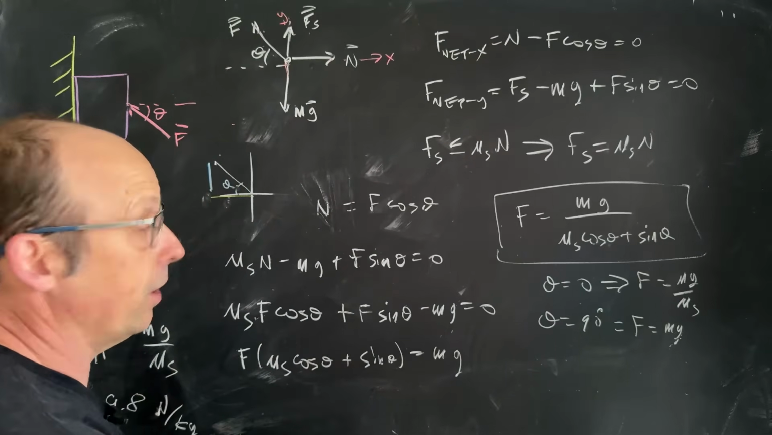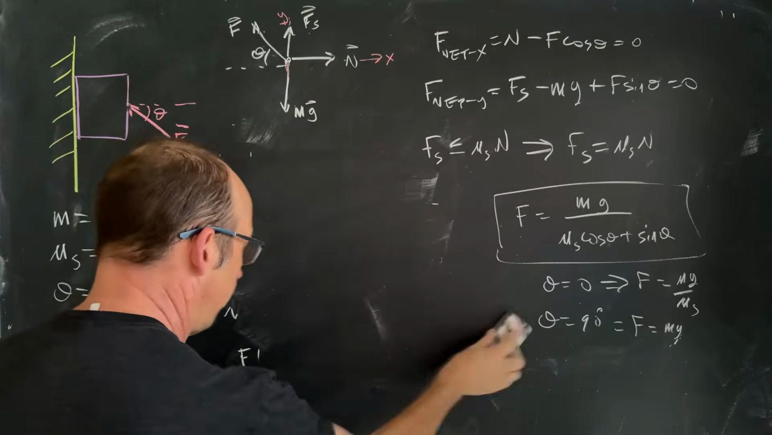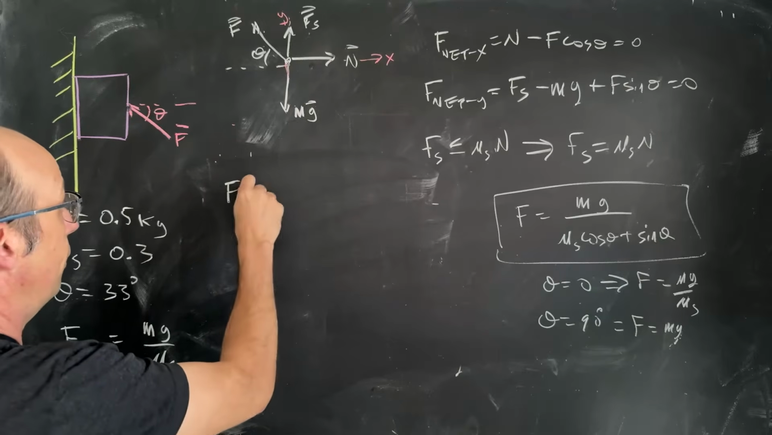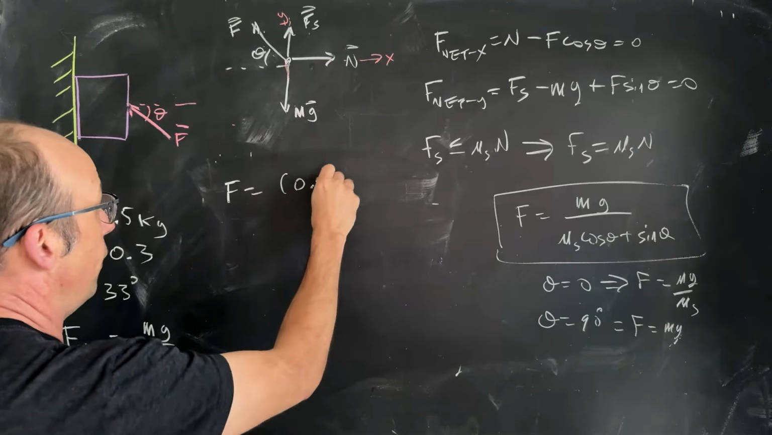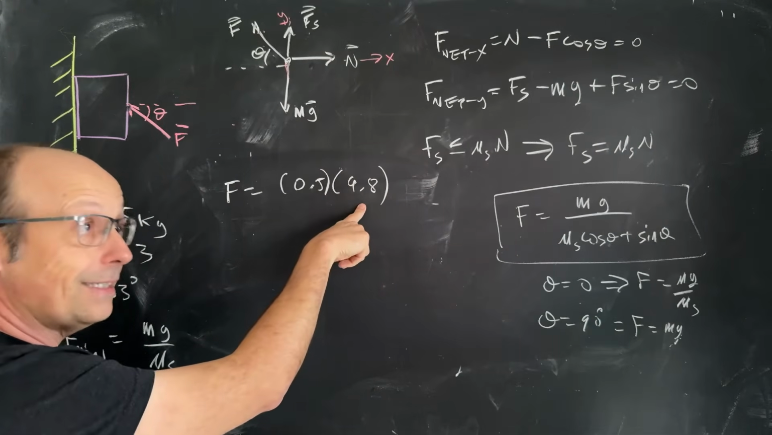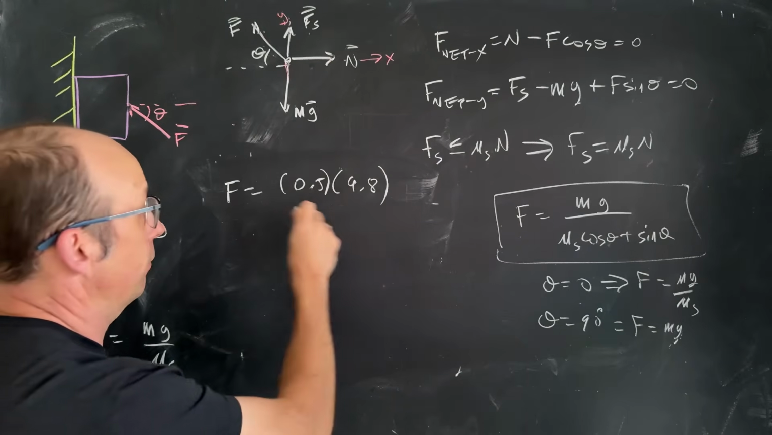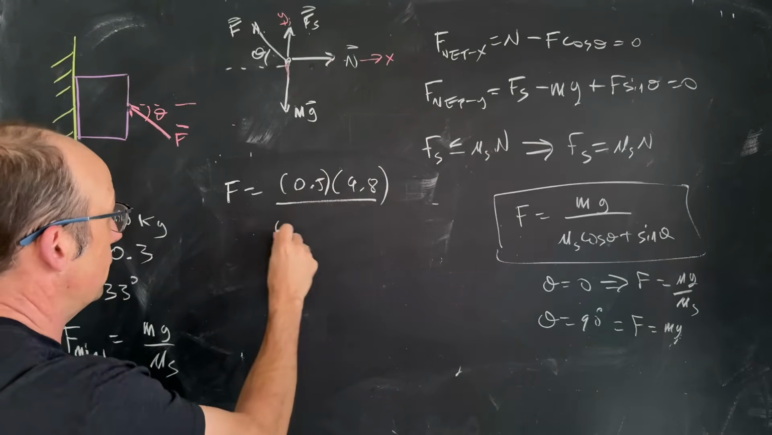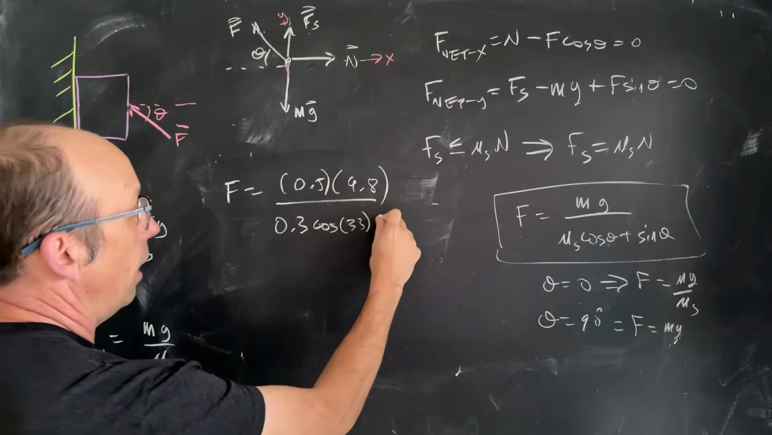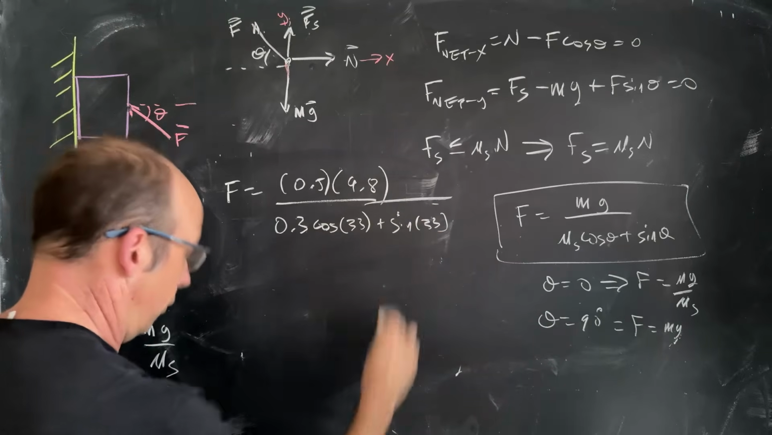Okay, finally, let's put in our values that we have up here. I'm going to leave off the units. I'll write it out, and then we'll put it in our calculator. So we get F equals m, 0.5 kilograms, times 9.8 newtons per kilogram. Remember, this is 9.8. This is not negative. We already took into account the direction. Don't put in negative. And then the coefficient of friction is 0.3 times the cosine of 33 plus the sine of 33.